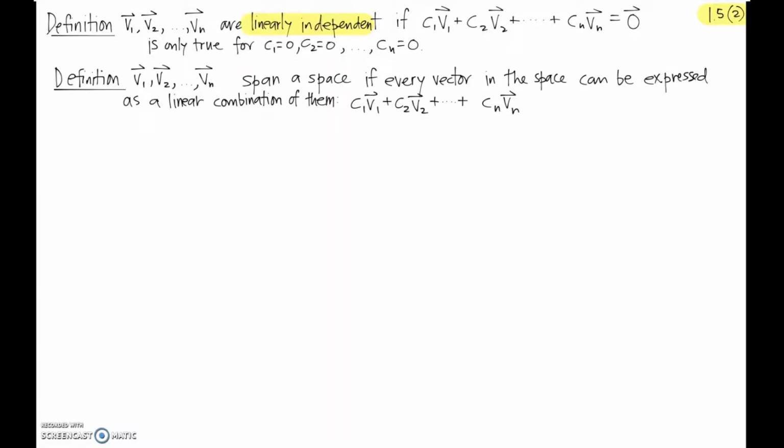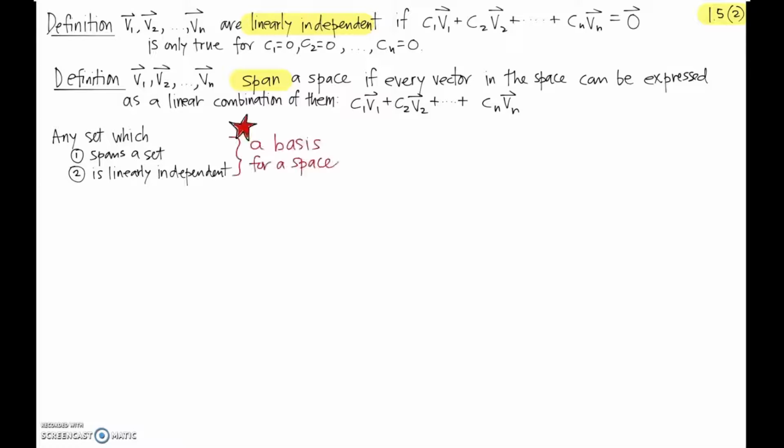And we'll also give the formal definition of a span. You have a set of vectors v1 through vn, and we say that they span a space if every vector in that space can be expressed as a linear combination of those vectors. And those two terms are going to lead to a third term. So any set which spans a space and is linearly independent is called a basis for a space.